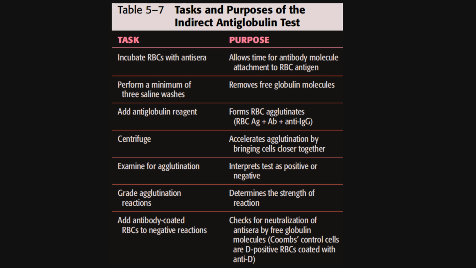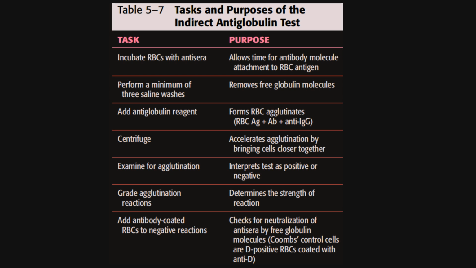So this one: tasks and purposes of the indirect antiglobulin test, IAT. The first task is incubating your RBCs with the antisera, which allows time for the antibody molecule to attach to the RBC antigen. So it allows binding. What about performing at least three saline washes? The purpose is to remove the free globulin molecules. And the next task is adding antiglobulin reagents so that we can form RBC agglutinates.